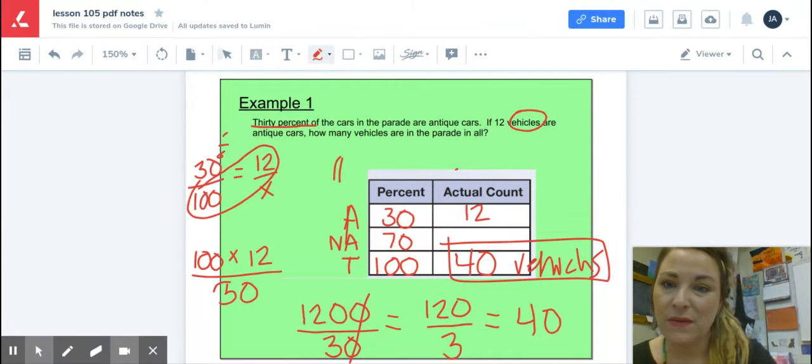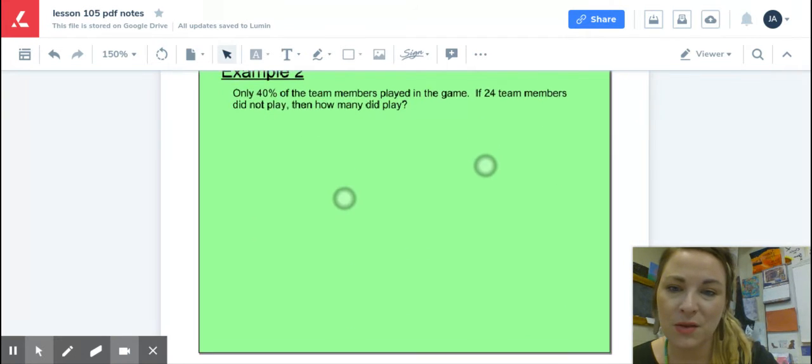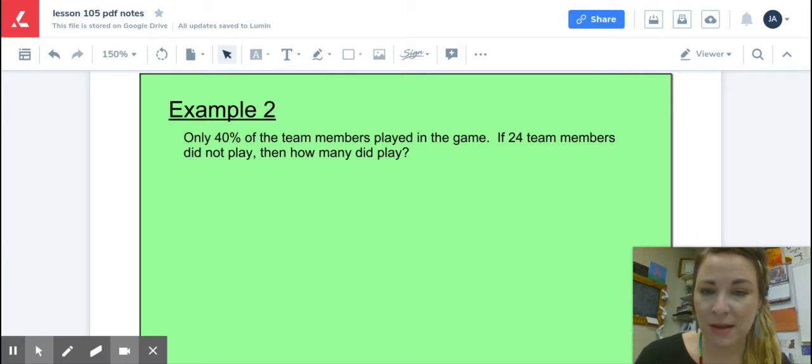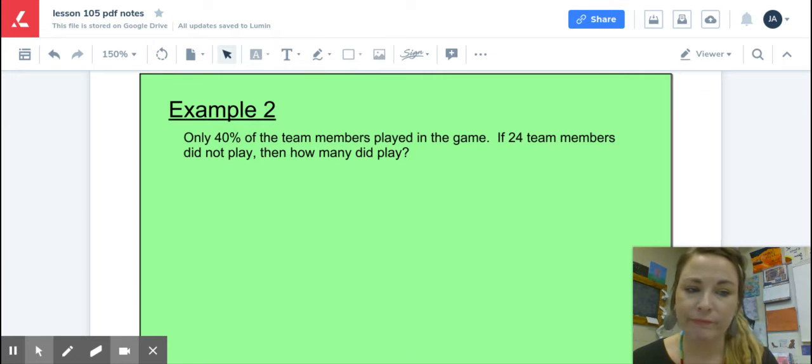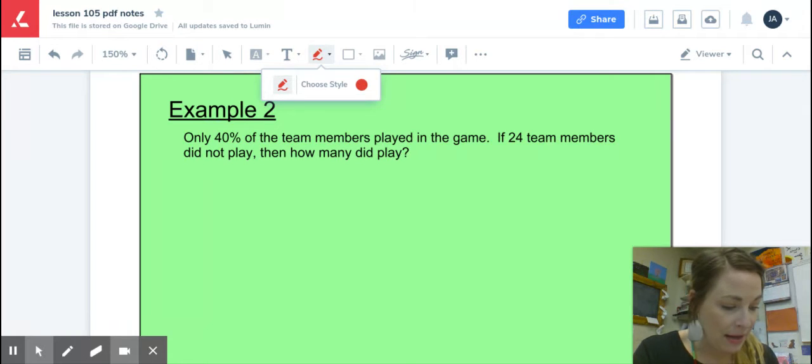All right. You've given that a try. Let's try another one. I'll zoom in a little bit. Set up a ratio box if it's helpful. If not, that's okay. Go ahead and pause here and solve on your own, and unpause it when you're ready. When I go to solve this, 40% of the team members played in the game. If 24 team members did not play, then how many played in the game?